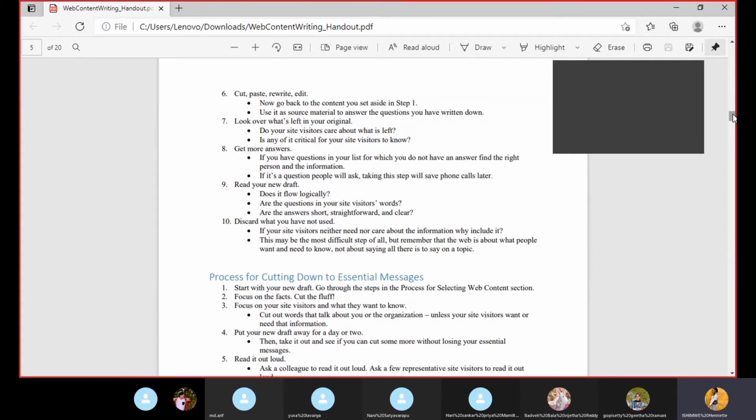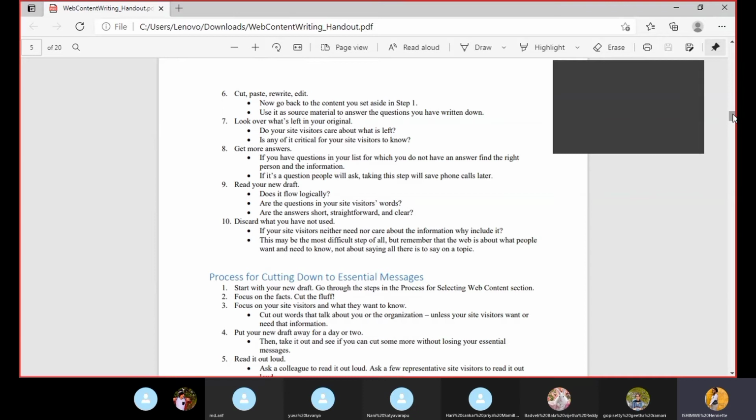you look over what's left in your original. So after answering different questions, because now you have a draft, you try to look at the original content. Is there anything left which is relevant to the visitors of the web page? And if you find that there is something left, you may put it into the new content. And when there is no information left, you skip.